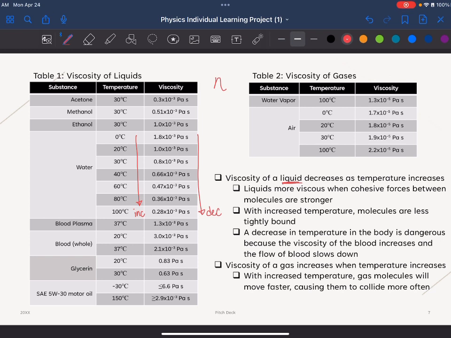However, the viscosity of gases will be increasing when our temperature increases. So like this, our temperature is increasing, and our viscosity will also be increasing. This is due to gas molecules colliding more often. An important thing to remember with viscosity is with your blood. A decrease in our body temperature is very dangerous for us because when the temperature decreases, the viscosity of our blood will increase, and that will slow down the blood flow.